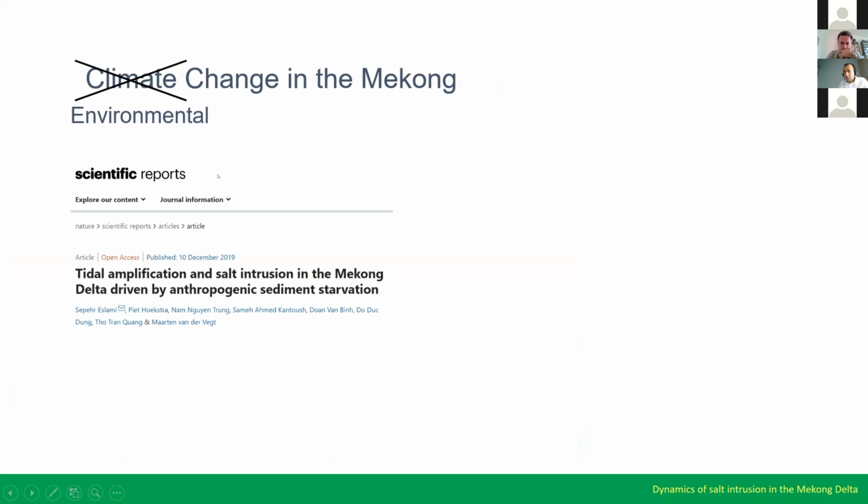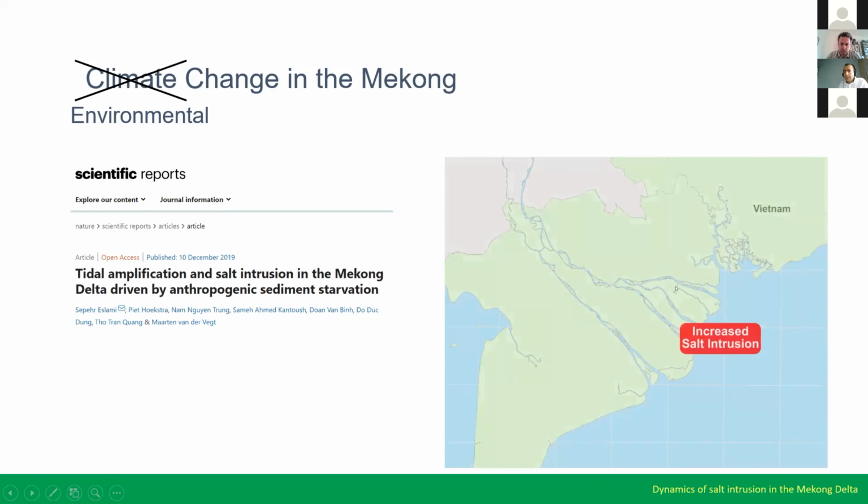Climate change is a reduced term. It should be environmental change when we look at the Mekong Delta, because it's beyond just global climate change. And the local drivers of change are actually significantly present. We showed this before in research: if we look at salt intrusion, there is 3 millimeters per year of sea level rise.